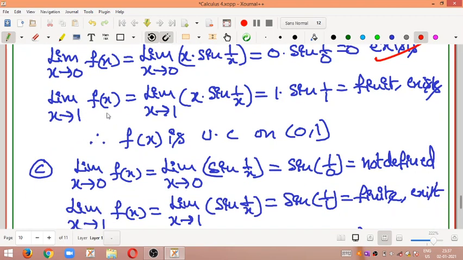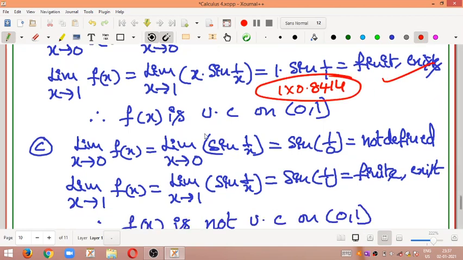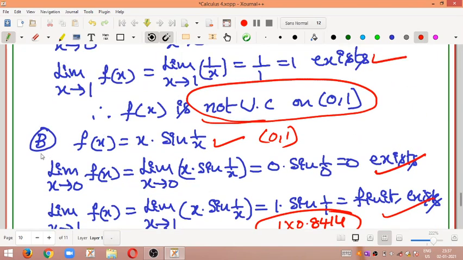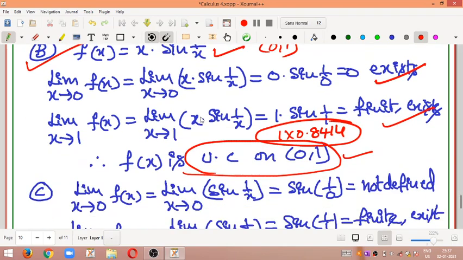Next, the limit as x tends to 1 of f(x) equals the limit as x tends to 1 of x sin(1/x), that is 1 times sin 1. The value 1 times sin 1 is also finite. The value of sin 1 is 0.8414. So this is finite and exists. So that's why the given function is uniformly continuous on the given interval (0, 1). So option B is the correct answer.